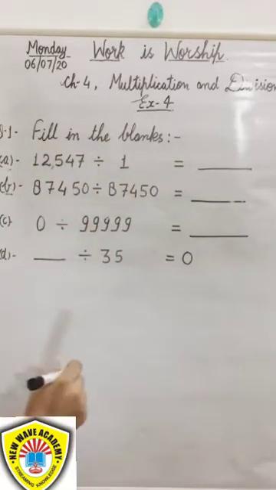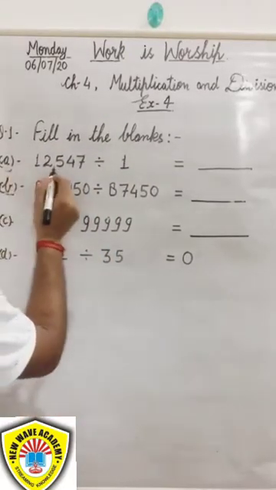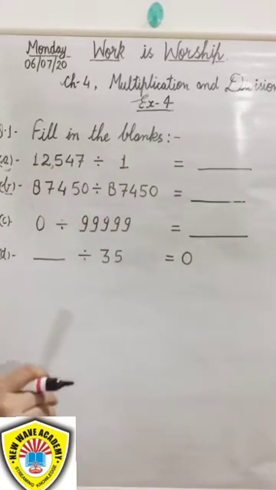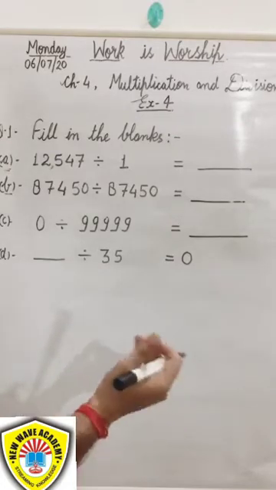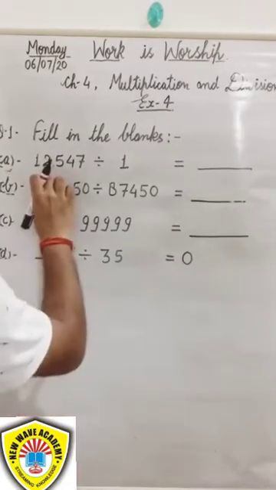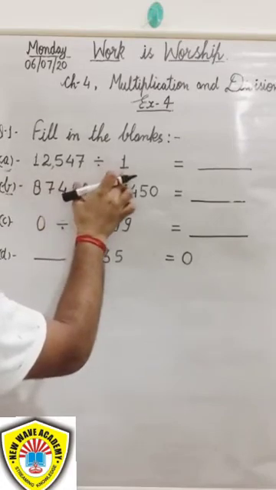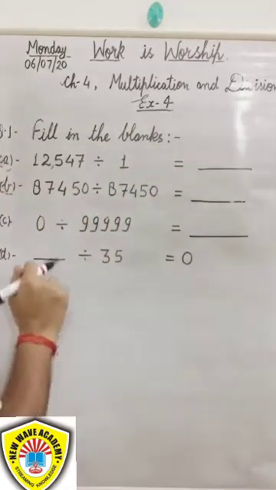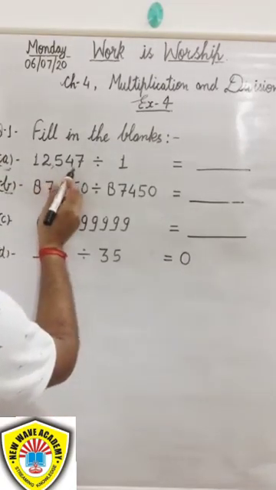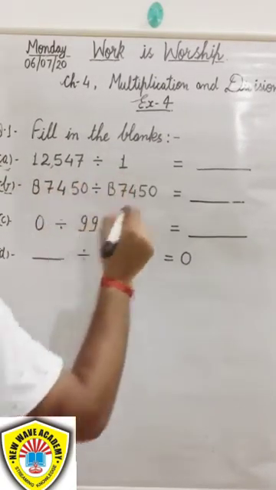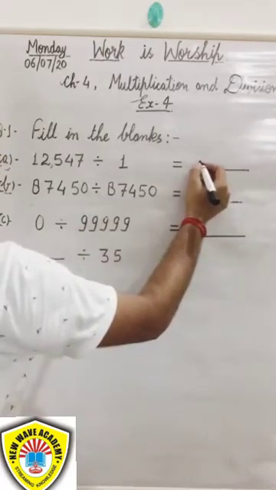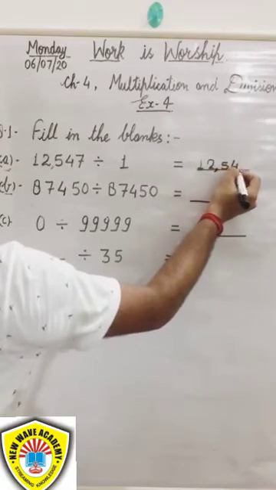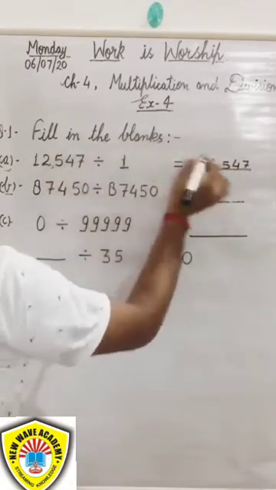Students, now let us solve some questions from exercise 4, and our first question is fill in the blanks. Okay, and the first part is 12,547 is divided by 1. So we have already discussed in our properties that if a number is divided by 1, the quotient is always the number itself. Okay, it means if 12,547 is divided by 1, then the quotient we will get is 12,547, meaning the number itself.